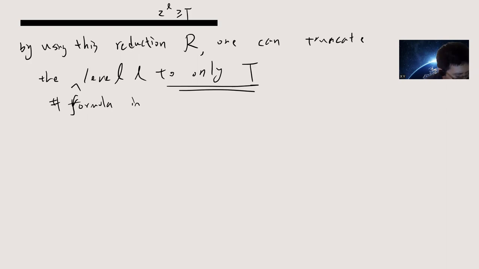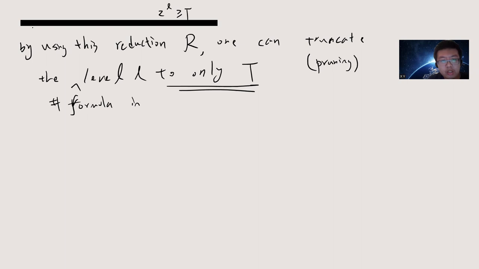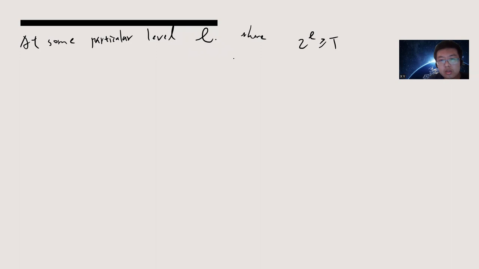Okay, so the proof idea is interesting. So we can do some proving tree. The idea is weird. Let's say at some particular level L, where 2^L is greater than T, I take phi 0, phi 1, phi 2 up to phi t. There is some remaining one, but let's first consider the first t plus 1.